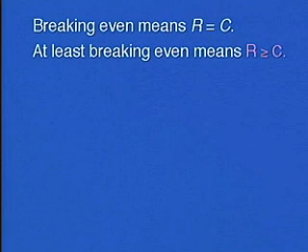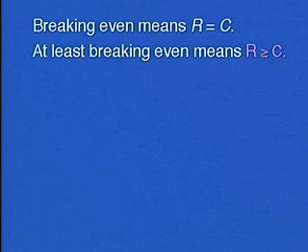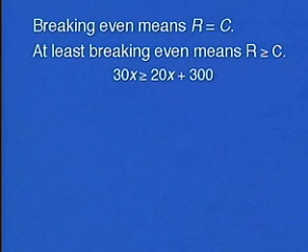Breaking even means that revenue equals cost. R is equal to C. At least breaking even means that R is greater than or equal to C. In our problem, we want to know when we at least break even, so our revenue, 30X, is greater than or equal to our cost, 20X plus 300.